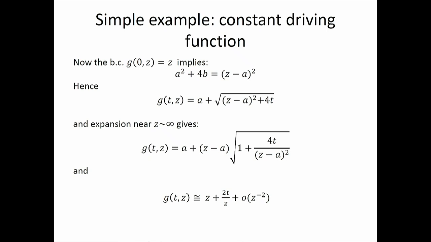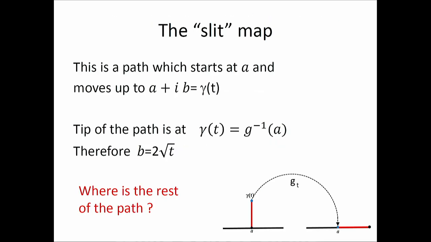I can expand it near z equal to infinity. I get the right asymptotic behavior. And at t equal to 0, I take the positive square root. A is canceled, and gt of 0, z is just z. So this is a solution, an algebraic solution to the differential equation, but what is it geometrically?